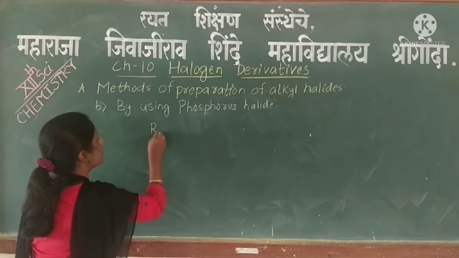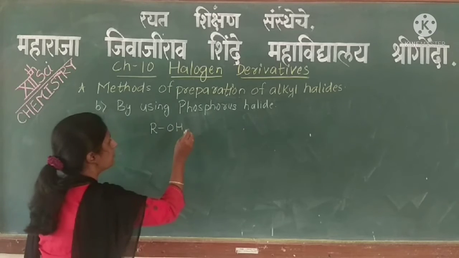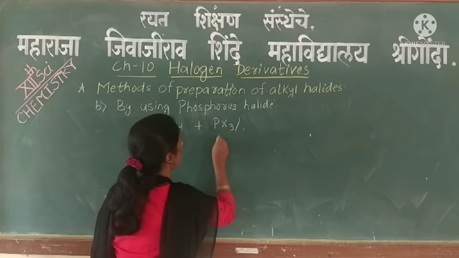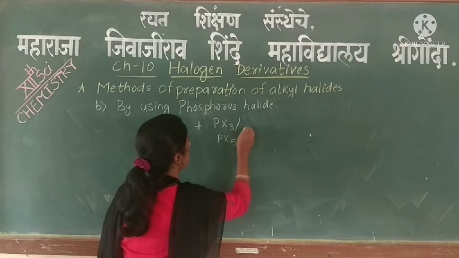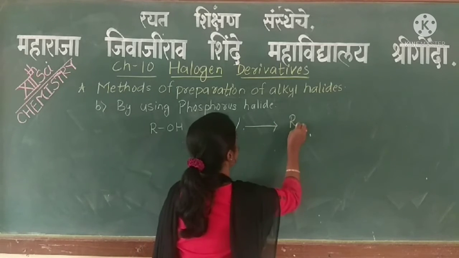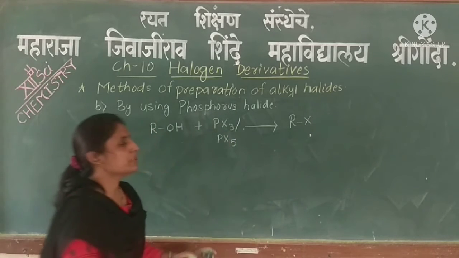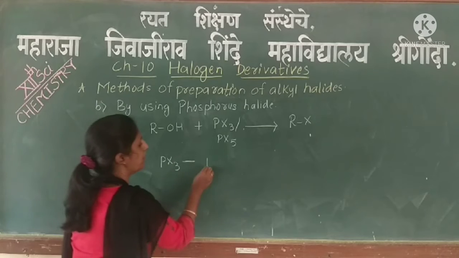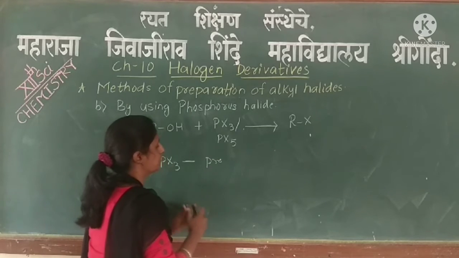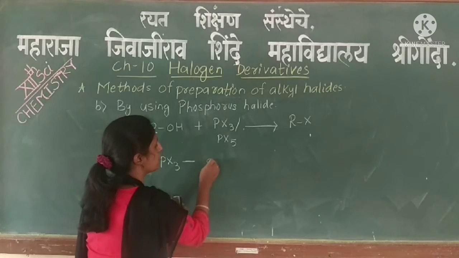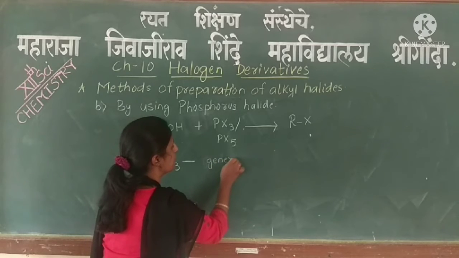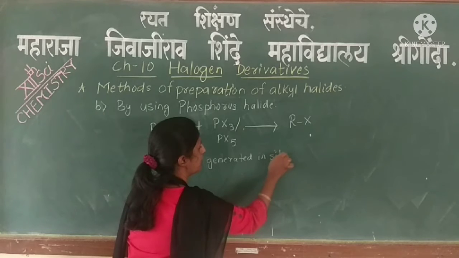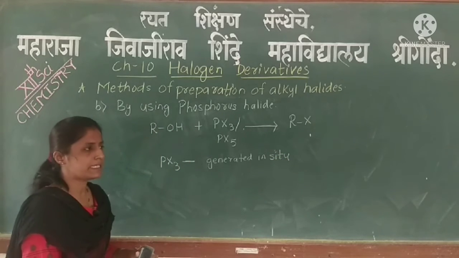Now alcohol plus phosphorus trihalide or phosphorus pentahalide gives you alkyl halide. Generally phosphorus trihalides are prepared in situ. They are generated in the reaction mixture itself.